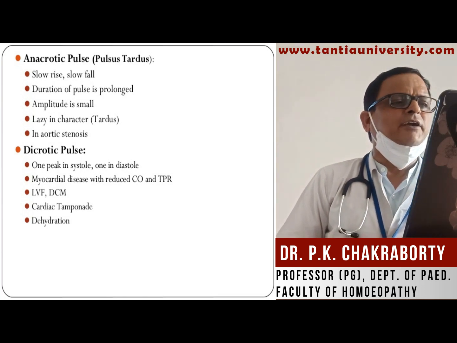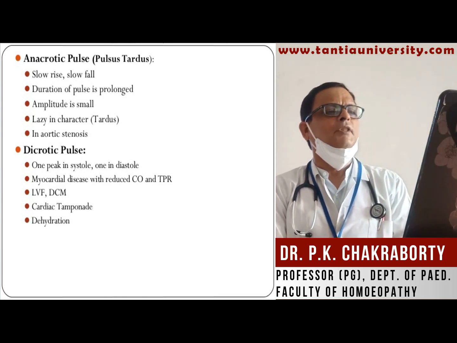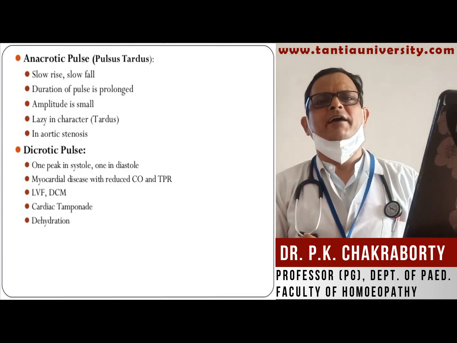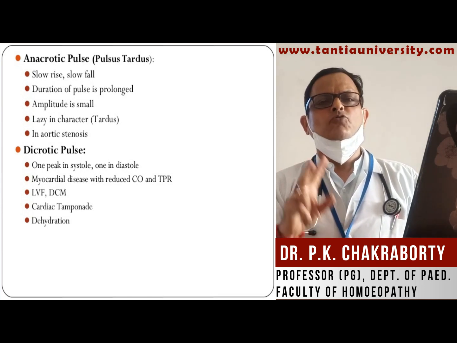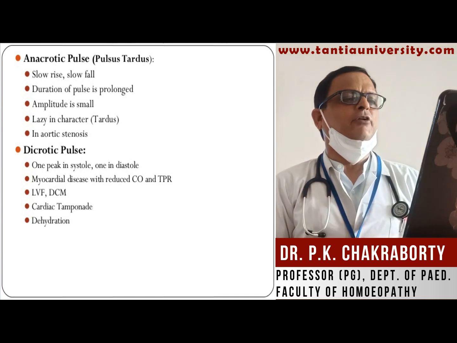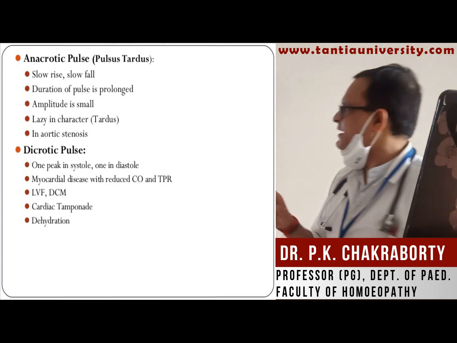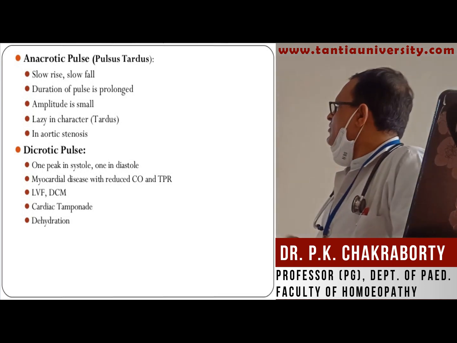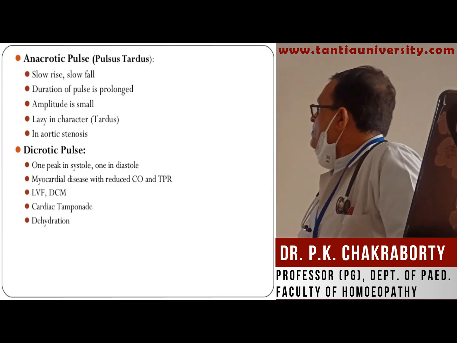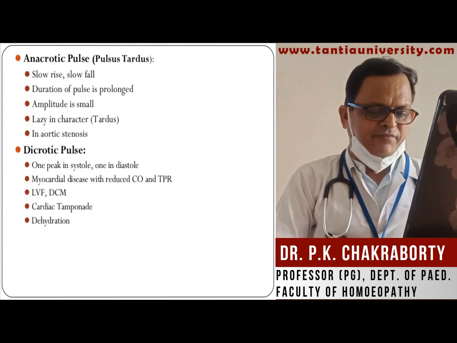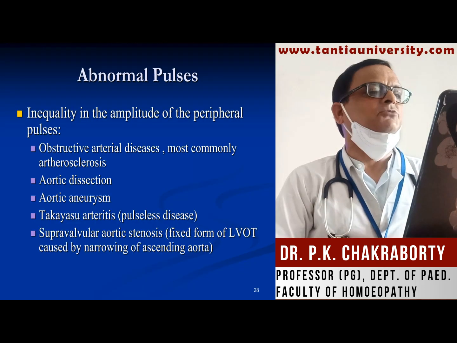Dicrotic pulse: one peak in systole and one in diastole. Two peaks are coming up. Here two peaks are there. That is called dicrotic pulse. It is very common in dilated cardiomyopathy patients, in left ventricular failure patients, and in cardiac tamponade and dehydration. In these cases, dicrotic pulse is very common.